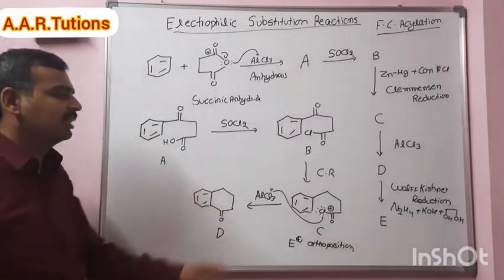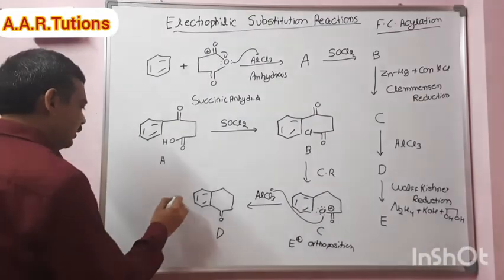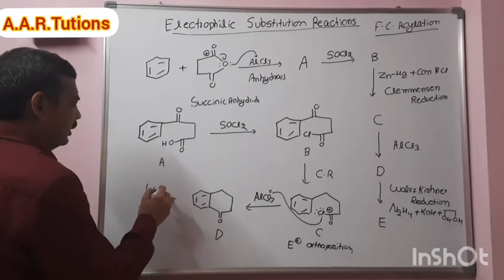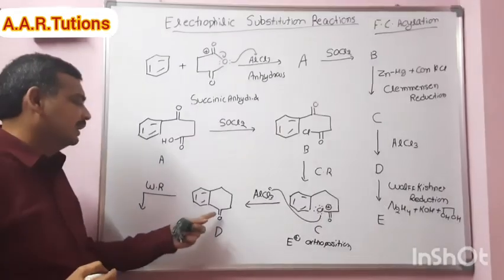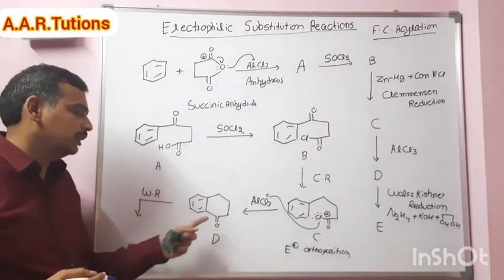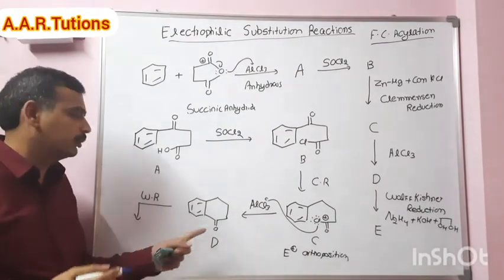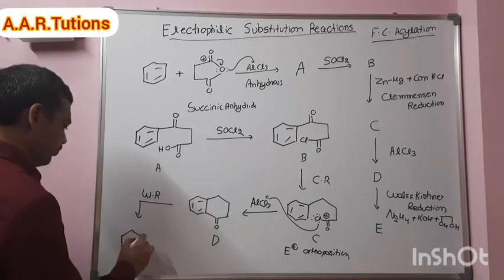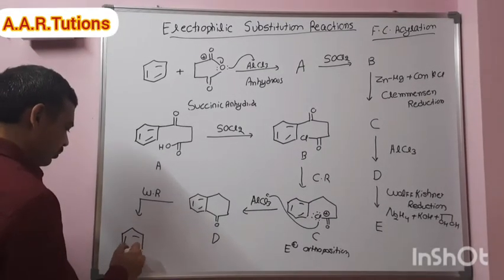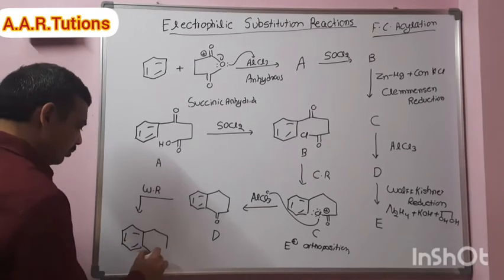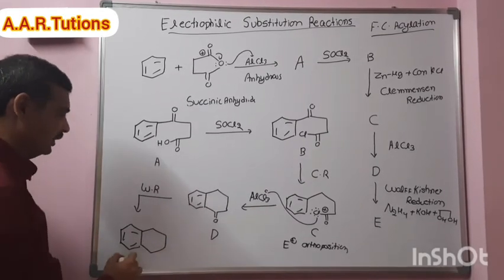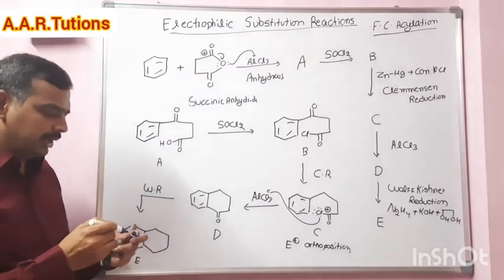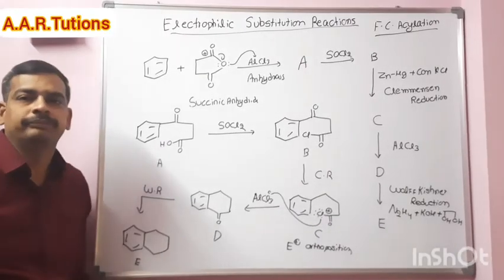CO, CH3. So this is D. D further reacts with Wolff-Kishner reduction. What is Wolff-Kishner reaction? CO or CHO gets converted to CH2. Here it is CO, a ketone, and that gets converted into CH2. So this is E. So this is about A, B, C, D, E.